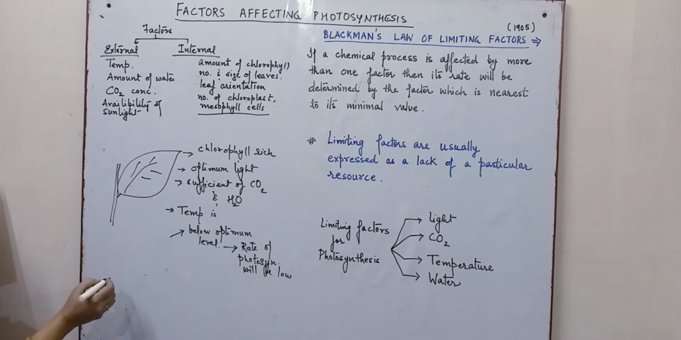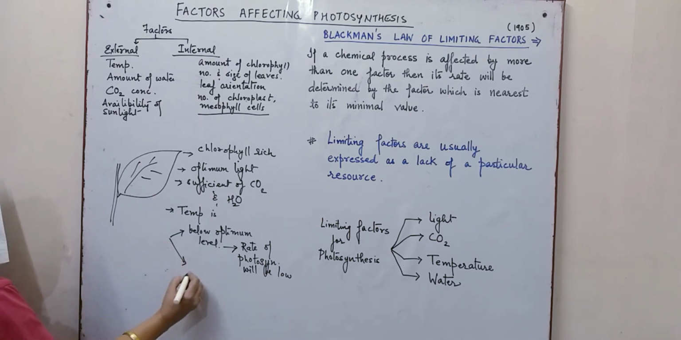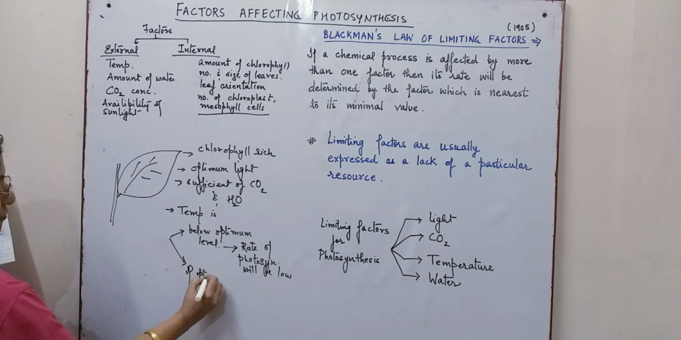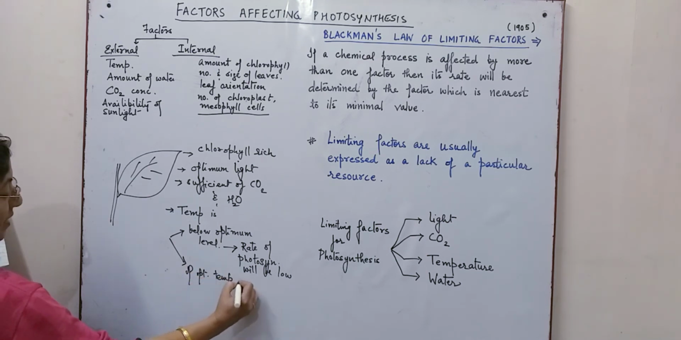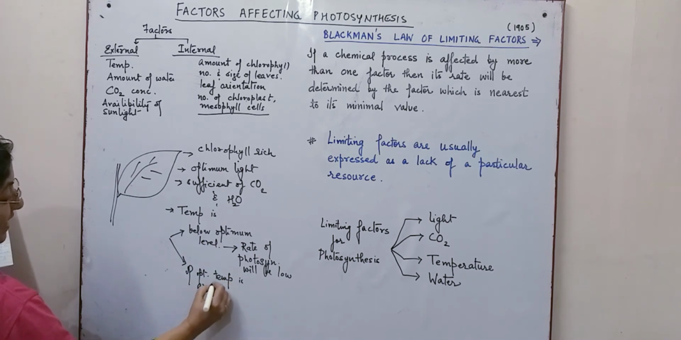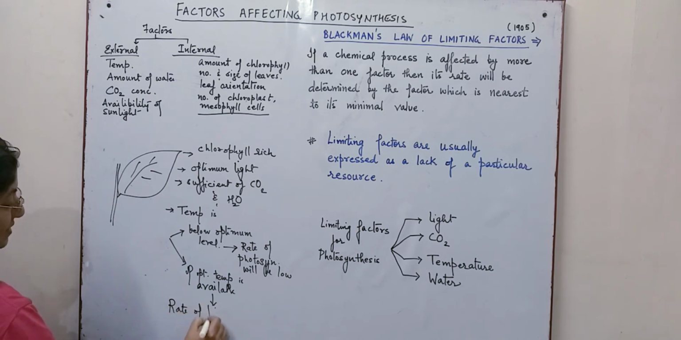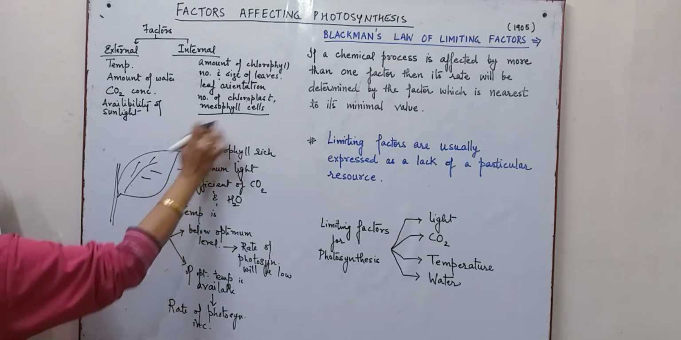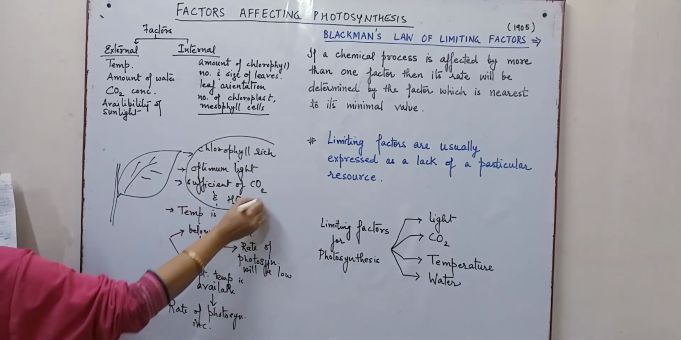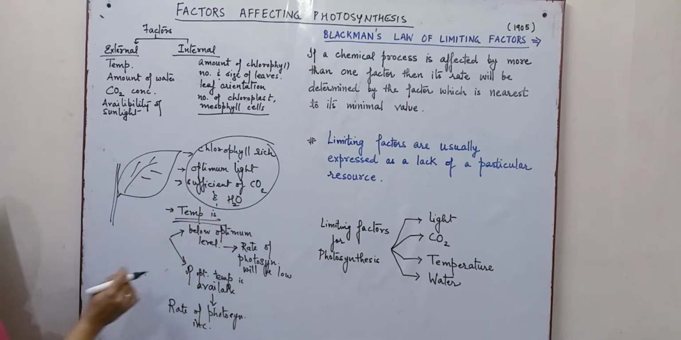But if the second condition, if optimum temperature is made available, then the rate of photosynthesis increases or reaches the optimum level. So that means over here all the factors are normal, but it is the temperature that is acting as the limiting factor, controlling the rate of photosynthesis.